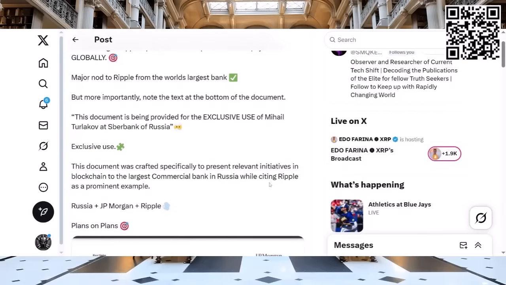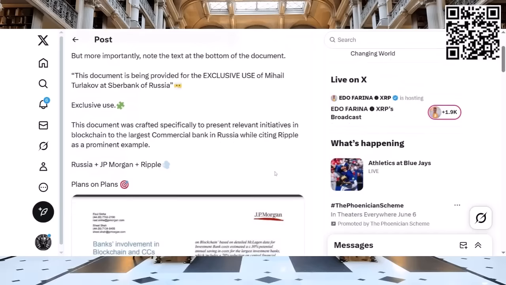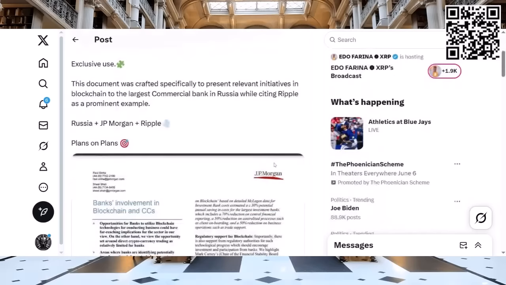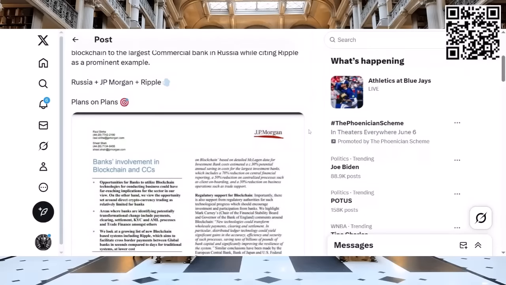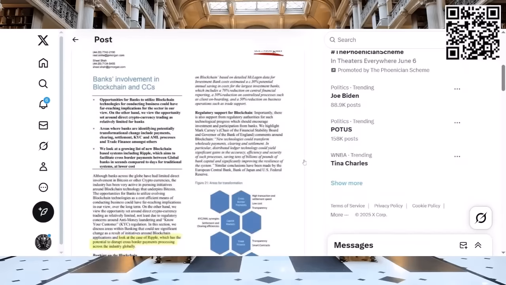But more importantly, note the text at the bottom of the document. This document is being provided for the exclusive use of Mikhail Turklakov at Sberbank of Russia. In the exclusive, we see the document was crafted specifically to present relevant initiatives in blockchain to the largest commercial bank in Russia, while citing Ripple as a prominent example. So we have Russia plus JP Morgan plus Ripple, plans on plans hitting the bullseye.